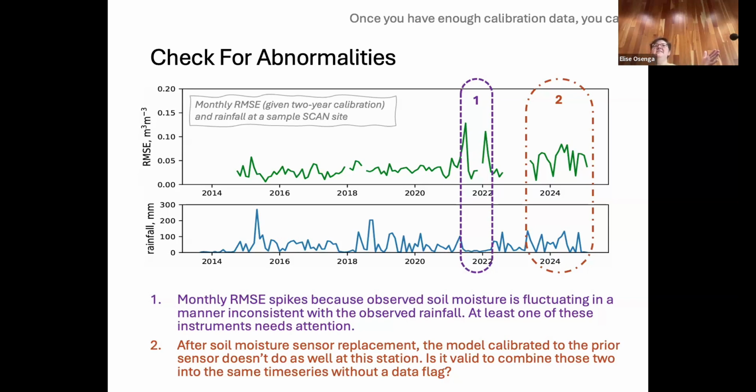But the data set for this station is all just presented as one time series. And that note that a sensor was replaced is kind of tucked away in an additional metadata form. So there's a question here of, can we be combining these two without a data flag? They have different error metrics. Are they seeing different things?